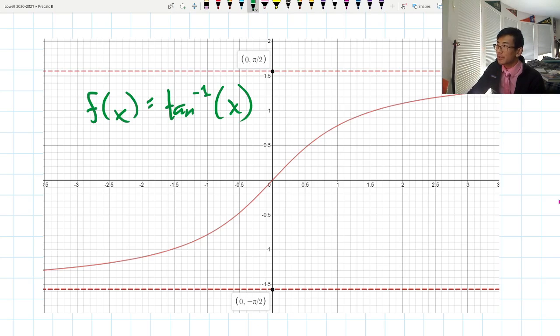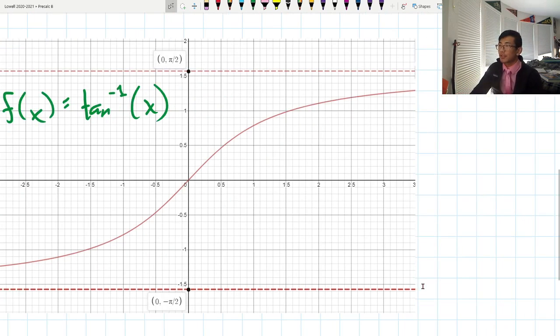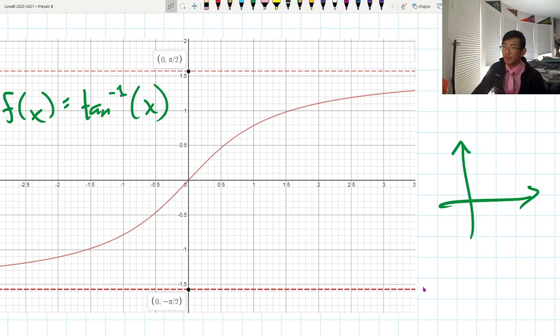And so what happens here is that no matter what x you plug in, it's only going to give you these angles from the unit circle. So the outputs of this function only exist from negative pi over 2 to positive pi over 2. And so if your point that you're looking at is in quadrant 2 or 3, you have to account for that. Okay.